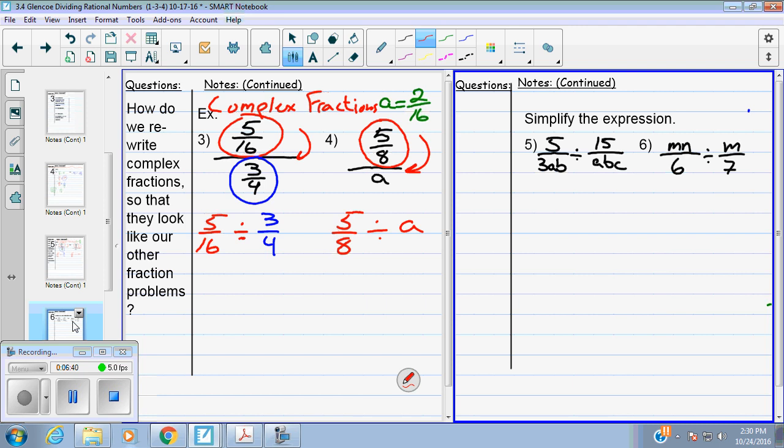So step 1 says write all fractions as proper or improper fractions. Well, those are proper or improper as far as we know. Step 2 says take the reciprocal of the fraction behind the divided by symbol. And the reciprocal of 15 over ABC is ABC over 15. Notice the skill doesn't change.